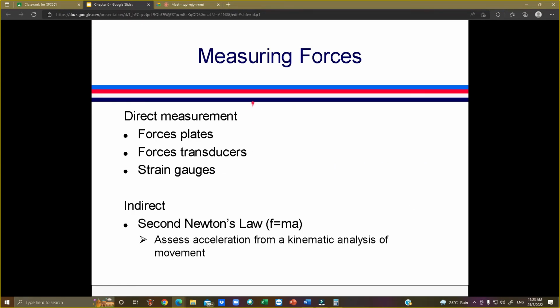Okay, and then in order for you to measure forces, there are two ways to do it. One, we call it direct measurement. This one is the exact figures of the force that is being applied during that particular time. Or you can rely on an indirect method where we are going to use equations.